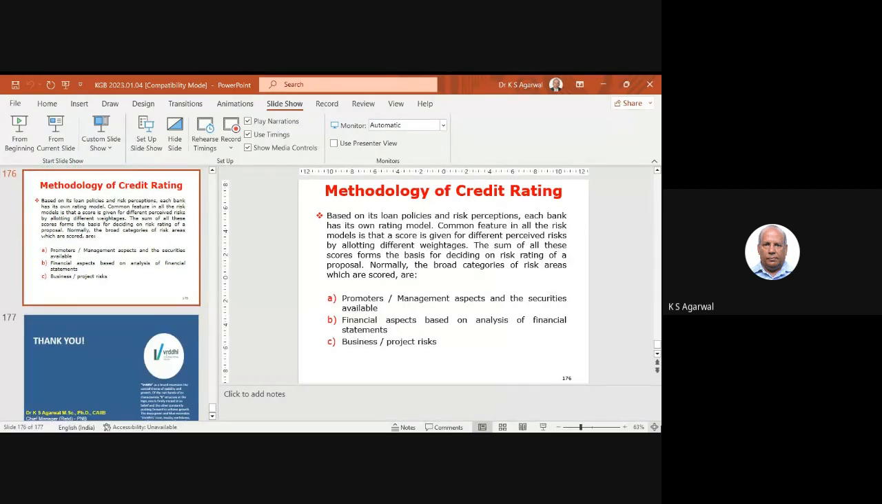And what is the methodology of credit rating? What areas do we see? We see promoters, the management aspect, and securities available. How are the promoters, their past record, the management aspect, what securities are available, and financial aspects based on analysis of financial statements, balance sheet, profit and loss account, business project risk, and overall business risk. All these factors come into play in deciding the credit rating of a particular borrower.